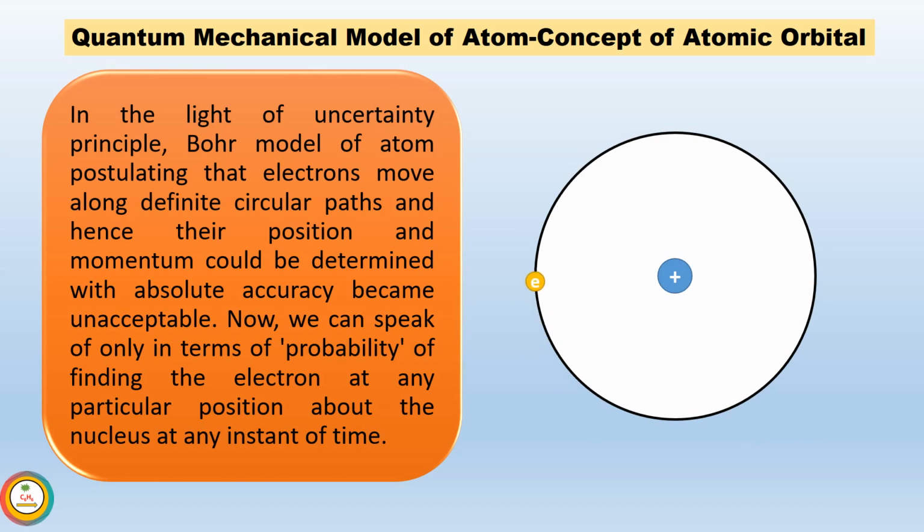The Bohr model of the atom postulated that the electron moves along definite circular paths, and hence its position and momentum could be determined with absolute accuracy. This became unacceptable due to the uncertainty principle. Now we can speak only in terms of probability: the probability of finding the electron at any particular position about the nucleus at any instant of time.